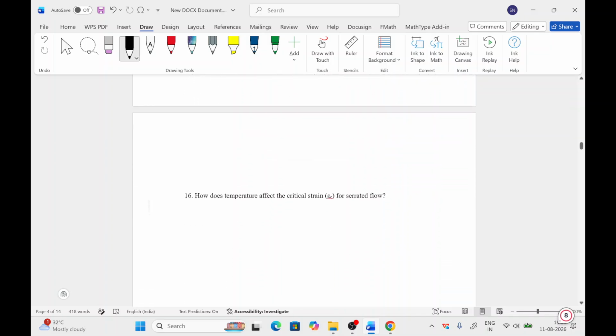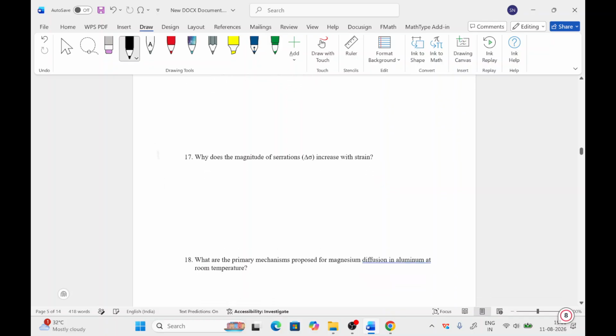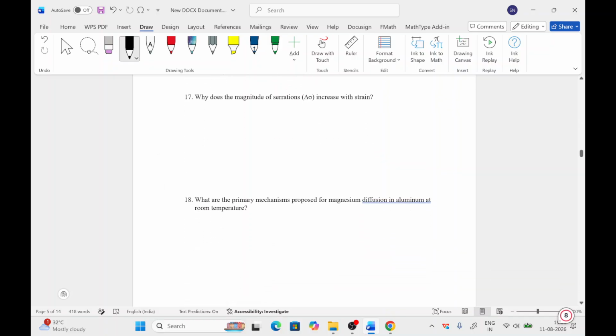The next question is, how does temperature affect the critical strain for serrated flow? So this is the same. With increasing temperature, the critical strain decreases for serrated flow. Why? Next question is, why does the magnitude of serrations delta sigma increase with strain?